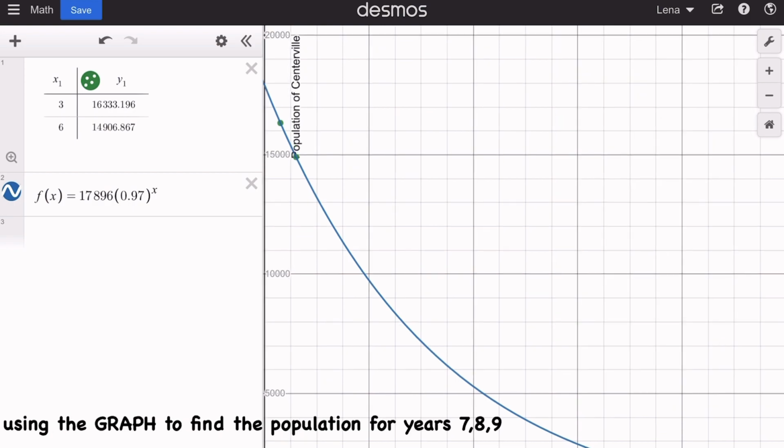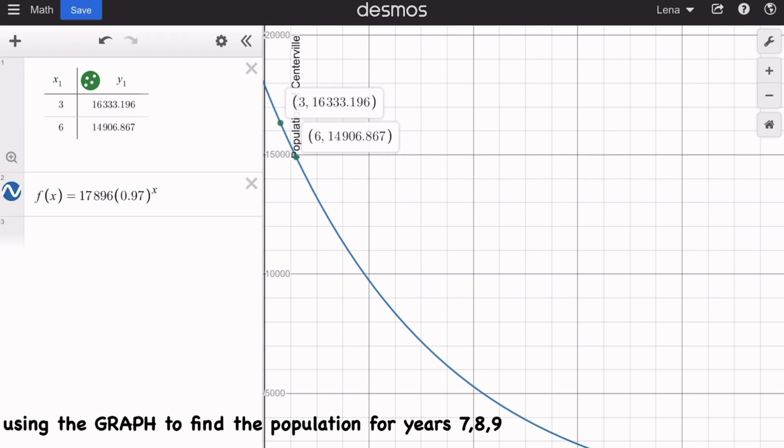Now hopping back onto the graph, the two green dots that we see actually represent two data points that were already given to us. This dot represents the population for 3 years, since the x-coordinate is 3, and this represents the population for 6 years, since x equals 6. Like so, we can continue to use this graph to predict the population for whatever number of years.